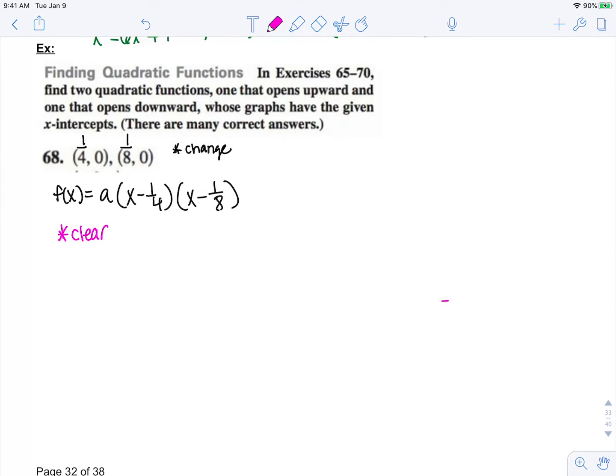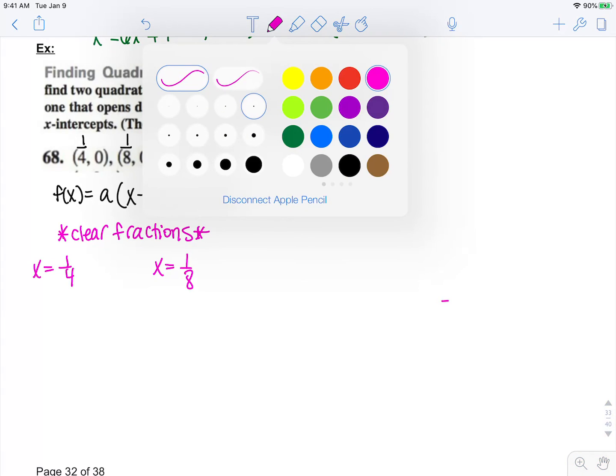So let's see how to clear fractions when we have fraction zeros. So we know that x equals 1/4 and x equals 1/8 are our x-intercepts, or zeros. So that means we set an equation equal to 0 to solve for these x's. Well, let's get this equation equal to 0.